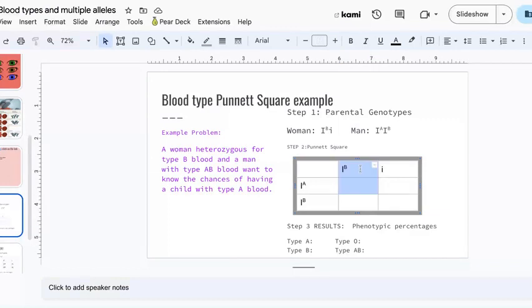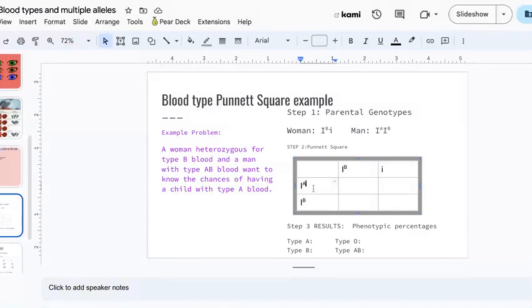So these alleles go down, and this allele is going to go across. So that first box, I'm actually just going to copy and paste here, is going to be IA. There we go. And the next one is going to be IB. So there's a chance they can have a child who is IAIB.